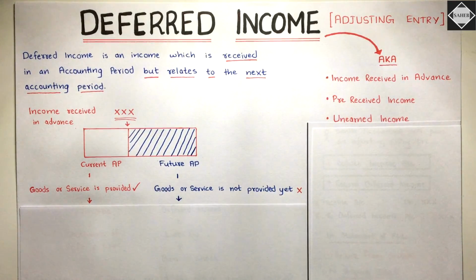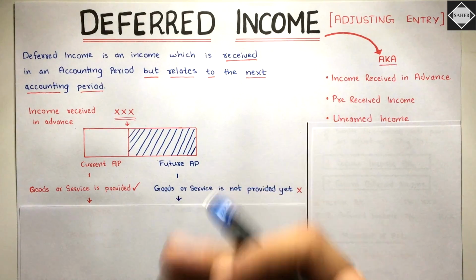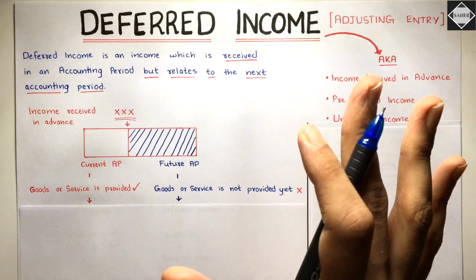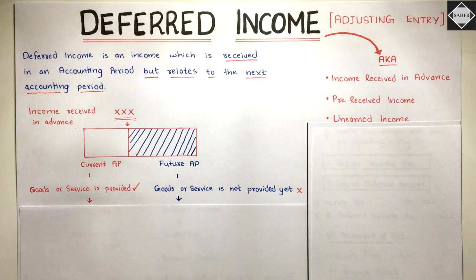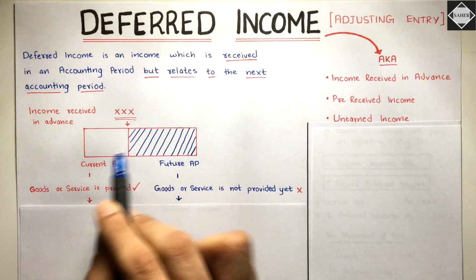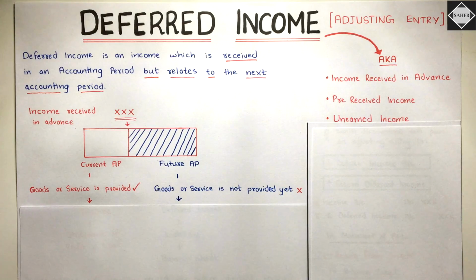Why is it our liability? Because we have to do something. We have to provide a service in future. Then only we'll earn that. Right now, it's not our money, even though it's in our bank. Is that clear? Fine. So that 70,000 relates to future accounting period when we will provide the service. Okay. So this is what happens when we receive the money.